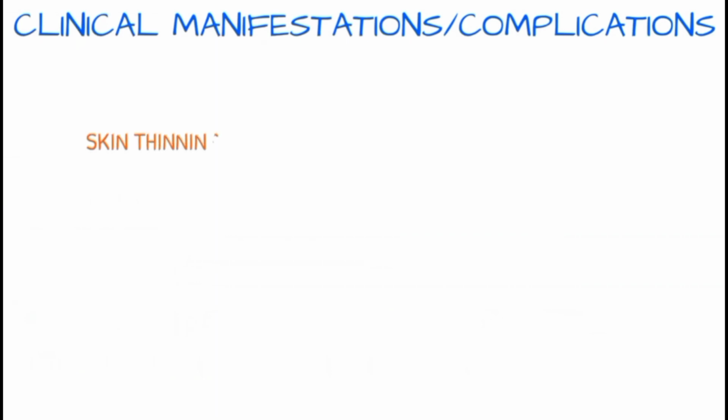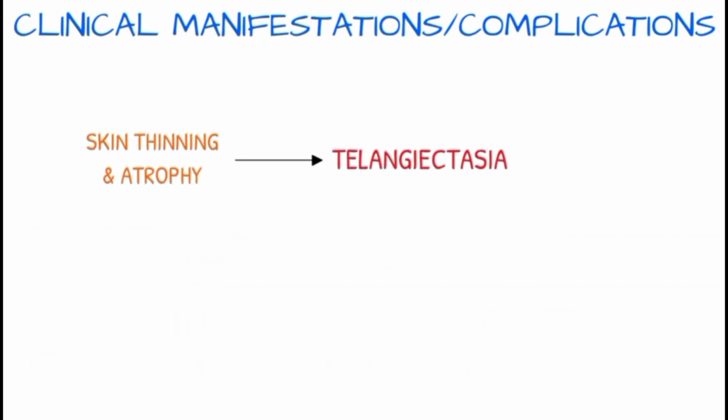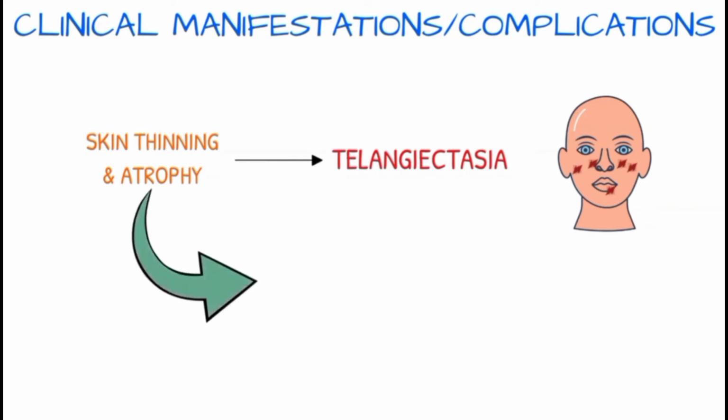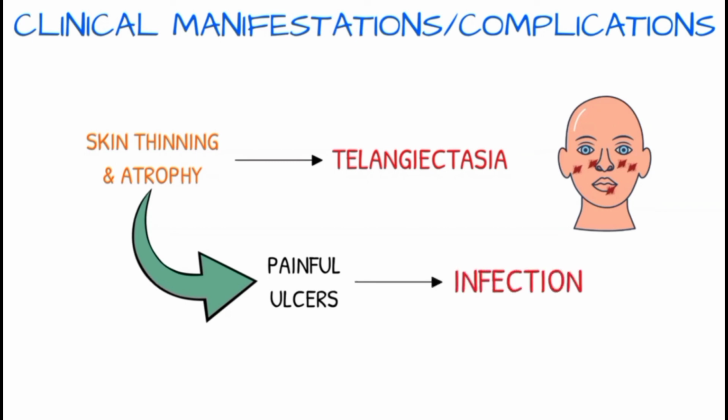As the skin undergoes thinning and atrophy, dilated skin capillaries called telangiectasia become more apparent. These lesions are typically prominent on the face, hands, lips, and oral mucosa. Breakdown of the atrophic skin areas can result in painful ulcers, which can then possibly lead to infection.